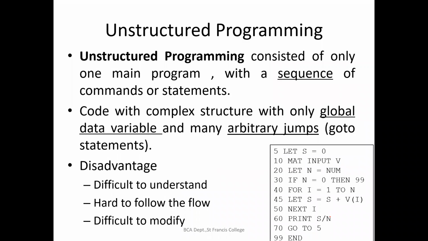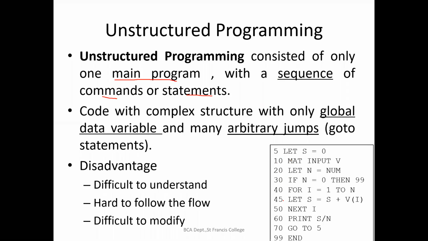Whatever I explained in the previous slide, I have kept over here. Unstructured programming consists of only one main program. As we are writing C programs now, we don't have any function calls, right? After the second unit, last chapter, we will also start with functions. In unstructured programming there was only the main program, one block of program with a sequence of commands, instructions or statements.